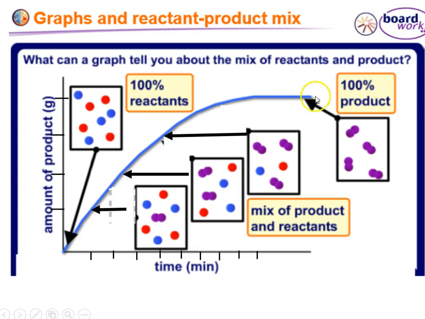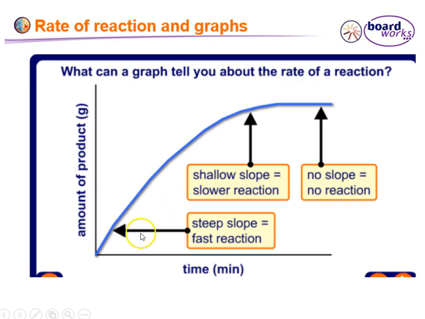So about this point here, the arrow, I'm using the BoardWorks PowerPoints, this arrow should really be over here at about this point. You've got your 4 molecules of product, and then the reaction stopped because you've got no more reactants. So a steep line is a fast rate of reaction. You've made a lot of product in a short amount of time, and then the line gets less and less steep as the reaction slows down until eventually you get to a point where the reaction has stopped.